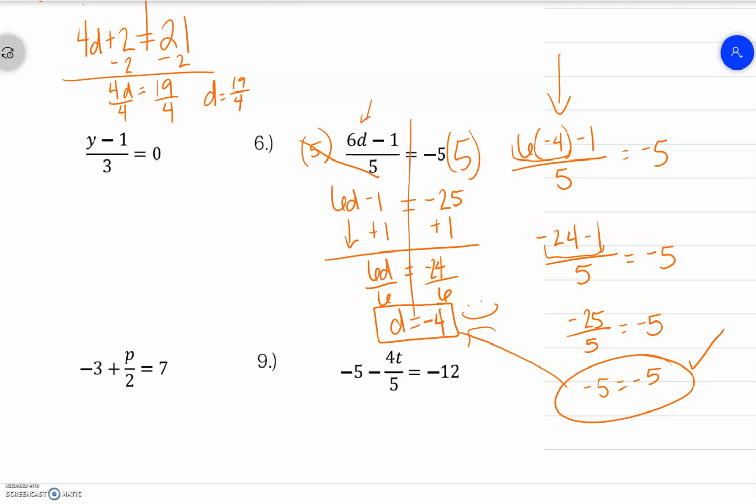If we would have ended up with something like 10 equals -5, that's not true. That means our equation was solved incorrectly.